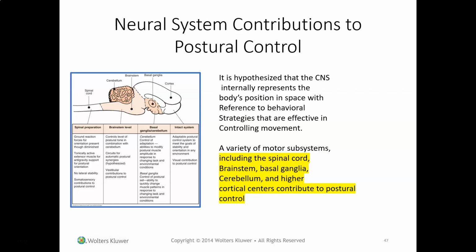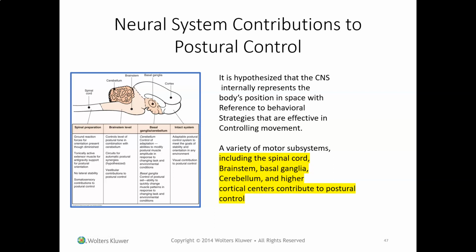What does the spinal cord do? Well, the spinal cord gives us ground reaction forces for orientation, present through diminished. The tonically active extensor muscles for anti-gravity support. There's no lateral stability. Somatosensory contributions to postural control. So that's where the spinal cord comes in.